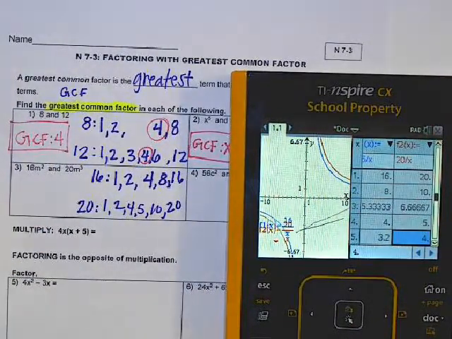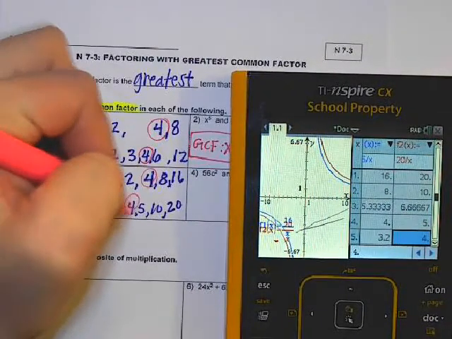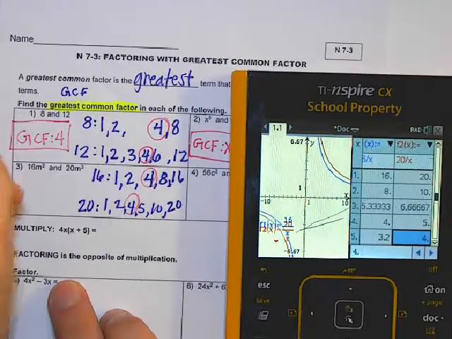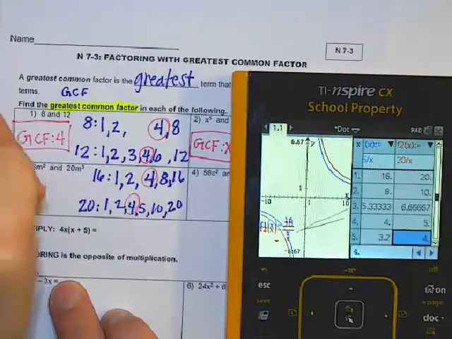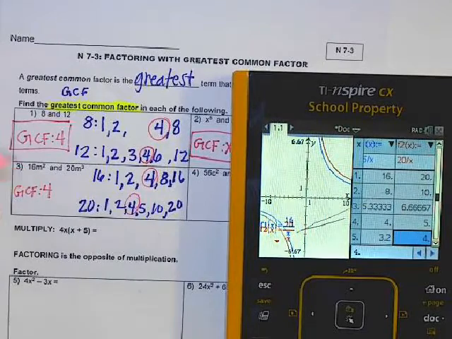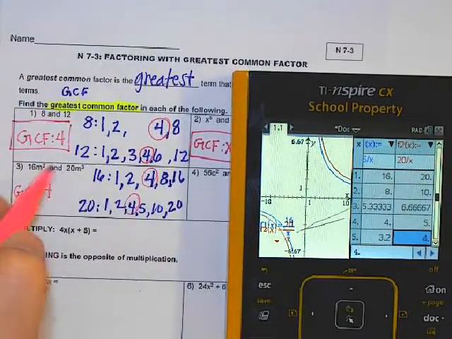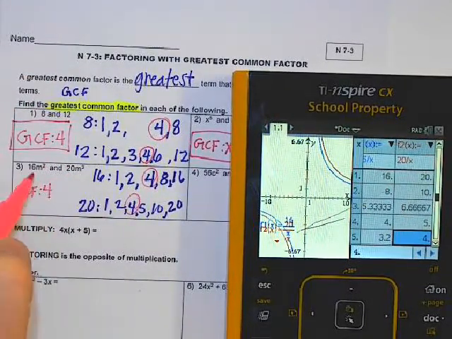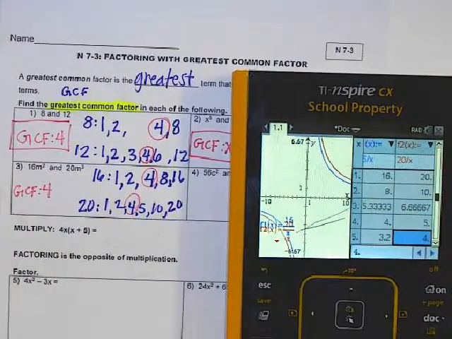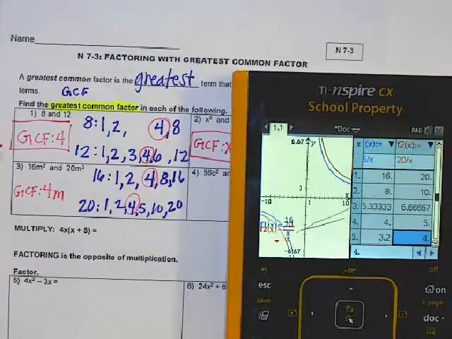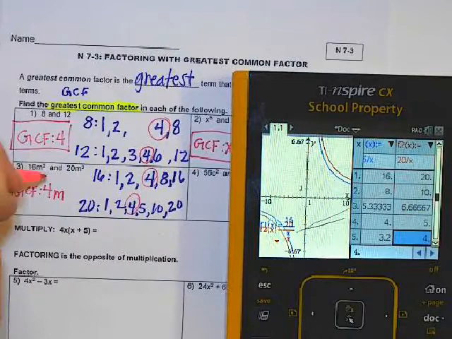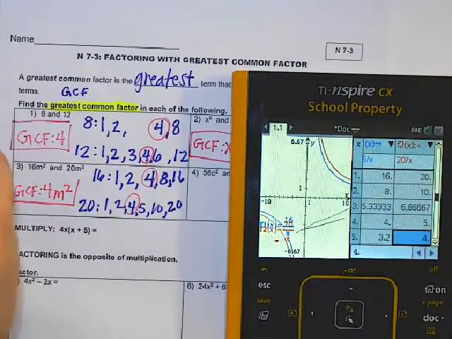Now, I want my greatest common factor. So which one do they have in common that's the biggest? 4. So my GCF is going to be 4. Now, that's the number. Don't forget you still have M's. Do they both have an M? Yes. Do they have M in common? Yes. So that's going to be part of it. And what's the smallest exponent? 2. So that's my GCF right there.